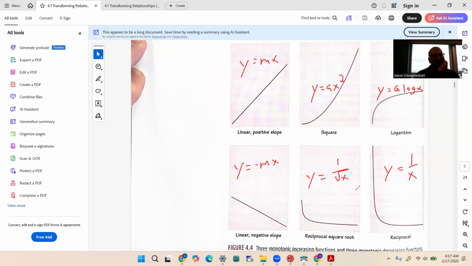So these are kind of what these look like roughly. You know pretty much all of those. Maybe the 1 over square root of x, you're like, oh, that's a little different. But 1 over anything x kind of looks like that reciprocal function.